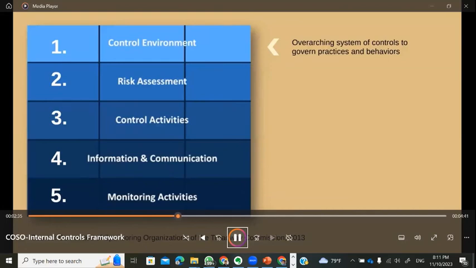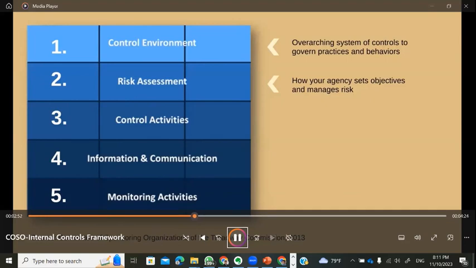Next is risk assessment, which is how you identify things that threaten the achievement of your organization's objectives. Risk assessment will require management to consider the impact of possible changes in both the external and internal environment that may render internal controls ineffective.